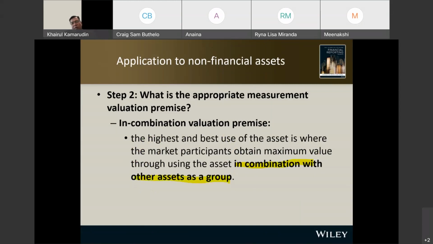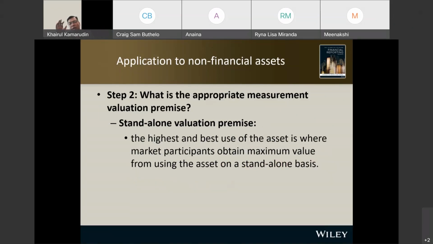So if you have these assets, only the engine of the airplane, a Boeing 777, is not the best use, the best value you can get. If you sell the asset as a combination of assets, the price will be higher. So in that case, you need to determine the combination or combined value of those assets.